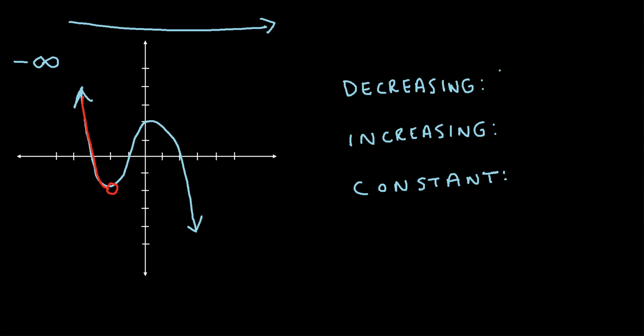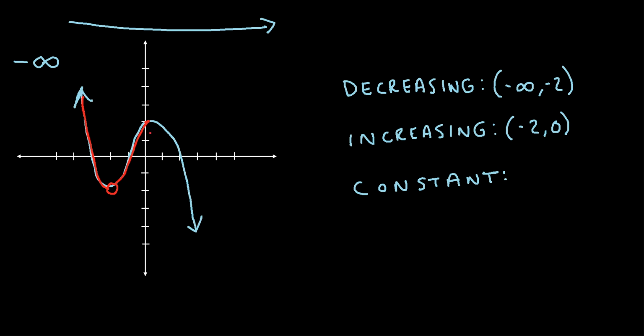So for the decreasing, we can write negative infinity to an x value of -2. Now once we hit an x value of -2 and we keep moving to the right, we can see that the y values start to increase until right about here, which is an x value of 0. So from -2 to 0, the graph is increasing. So we'll write -2 to 0, the graph is increasing.